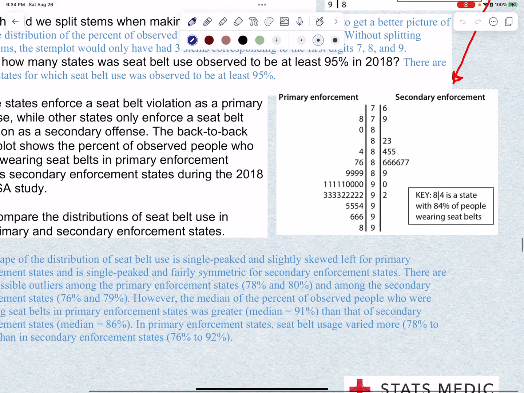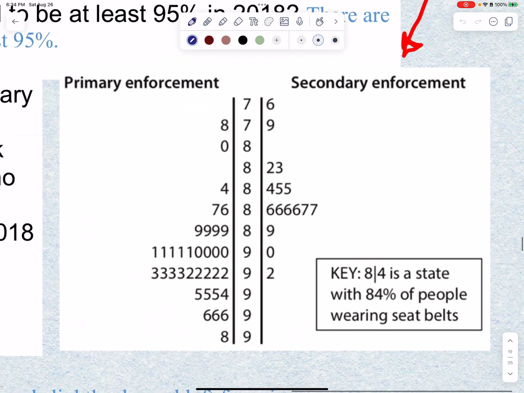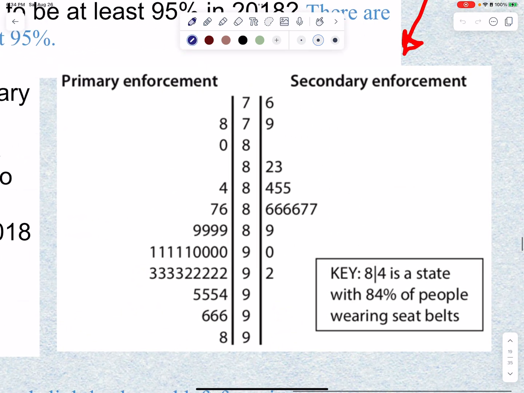This one here is called a split stem and leaf, or excuse me, a back-to-back split stem and leaf. It's back-to-back because you can see the right-hand side has secondary enforcement and the left-hand side has primary enforcement. The stems for both of them are the 7, 7, 8, 8, 8, 8, 8, 9, 9, 9, 9. The reason I don't have any other 7 that starts here at 75 and 76 is because there's no other data. All the other 70s, 75 and below, there's nothing. So I don't have that there at all.